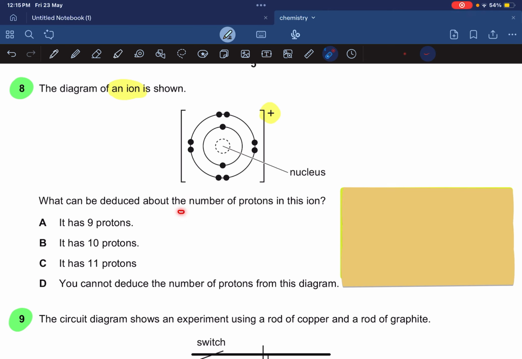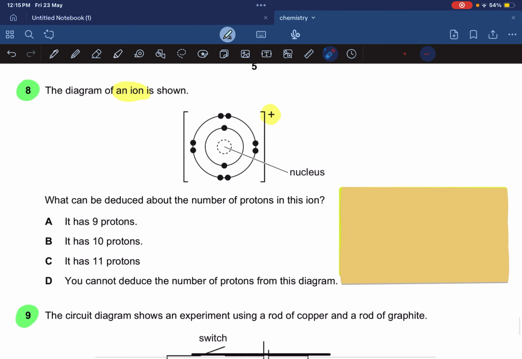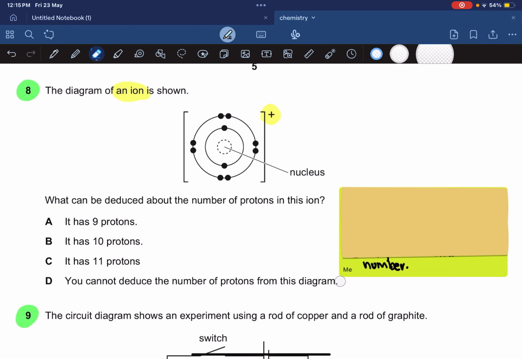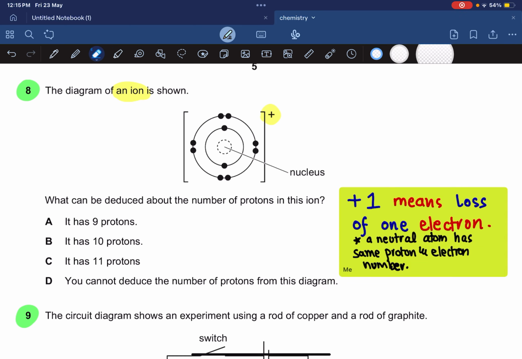What can be deduced about the number of protons in this ion? Okay, we have to find the proton number, and we are not given the nucleon number or anything inside the nucleus, and we're unaware of it. Okay, no worries. The key concept in this question is, let's find the number of electrons, because we know that in a neutral atom, the number of protons equals the number of electrons. And all atoms are neutral before forming ions. Before this ion was formed, this atom must have been neutral. A neutral atom has the same proton and electron number. So that's what we need to understand.